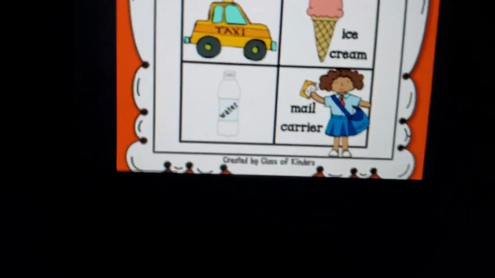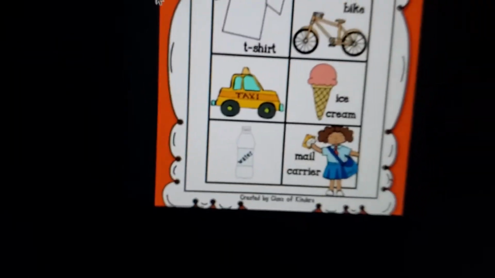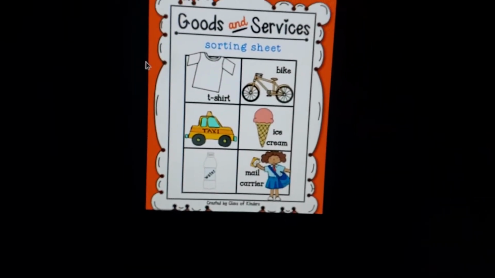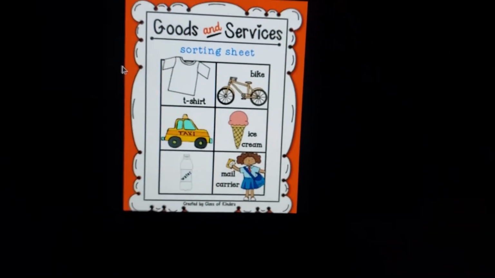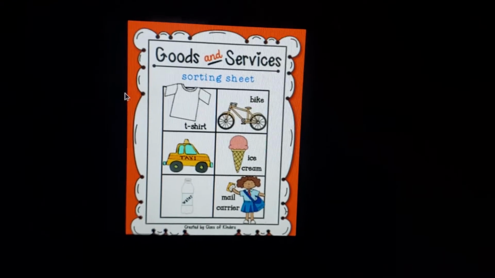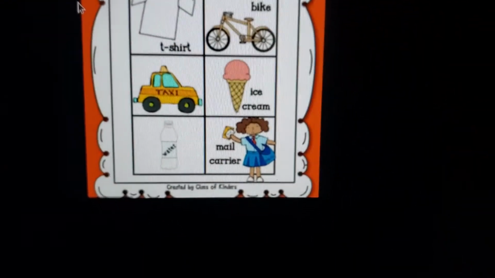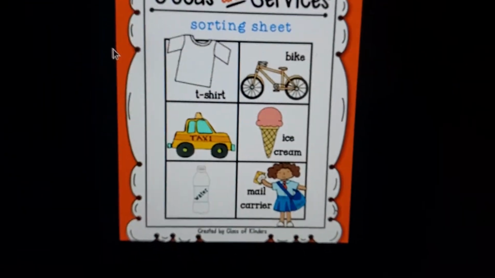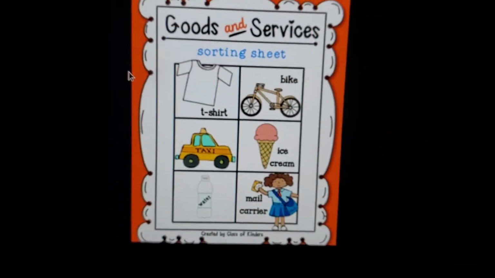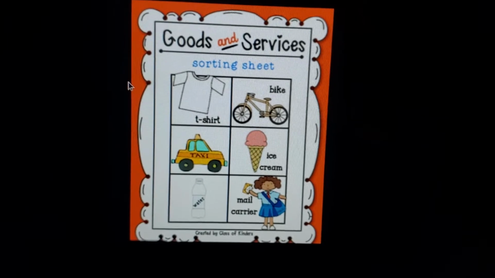And then we have that water bottle. That water bottle is actually a good. We can drink it, we can buy it. And a mail carrier actually is a service. So we have a taxi, and then we have the mail carrier. Those are services. So I'm going to show you how I want you to do it.